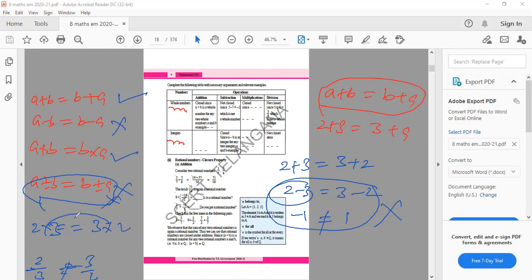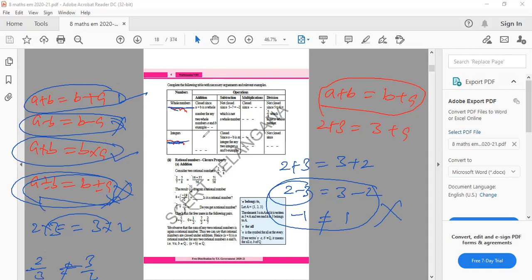They will ask what is the closure property of addition, of subtraction, of multiplication, of division. Then after that they will mention whole numbers and integers. We need to check it out. What are the integer numbers? If those numbers are possible, those numbers will exist. We need to check it exactly, with general cases. Now they are checking one by one.